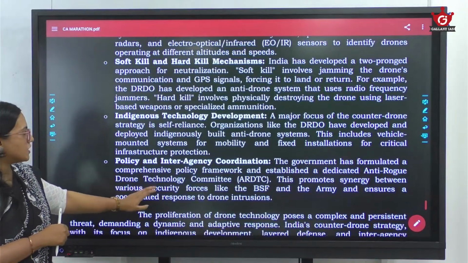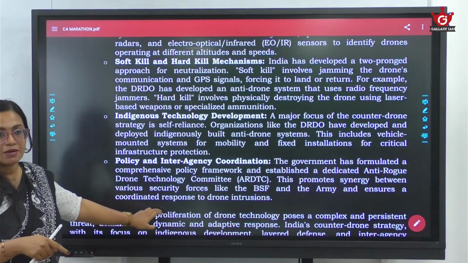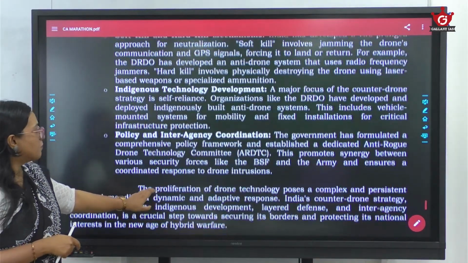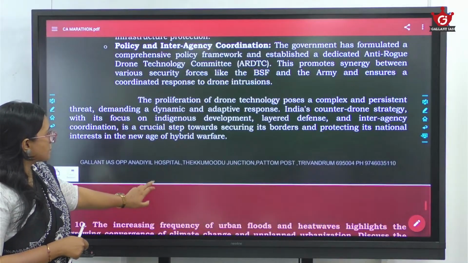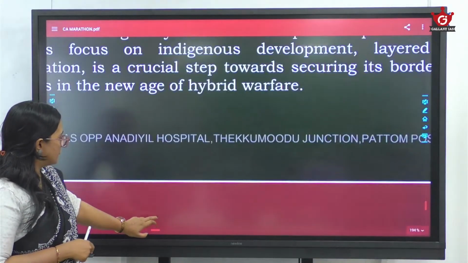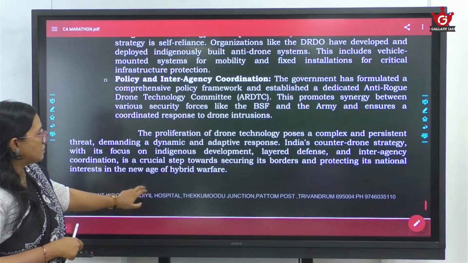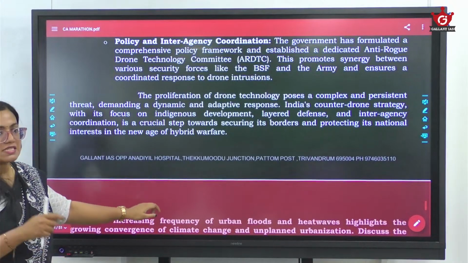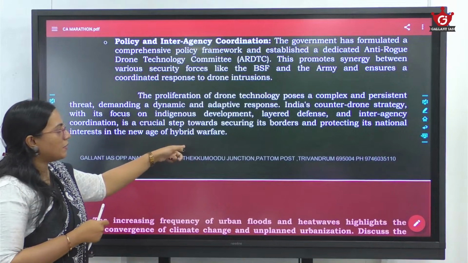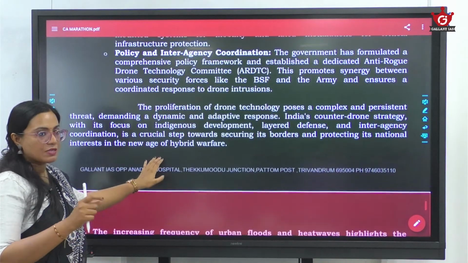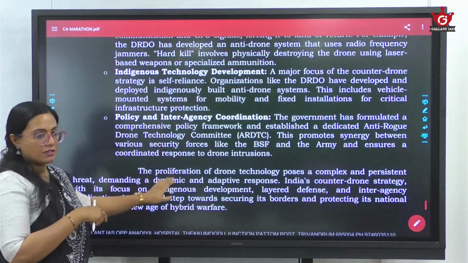Now, indigenous technology development, mention the recent space and defense developments by DRDO and ISRO. Policy and inter-agency coordination. So, what does India's counter-drone strategy focus on? It focuses on indigenous development, layered defense. See, basically you summarize the points with the body content.